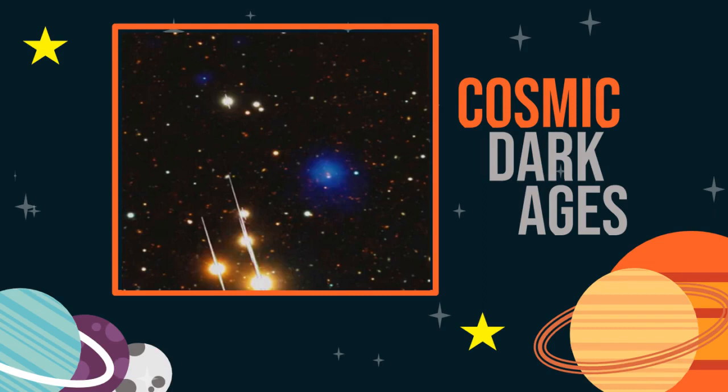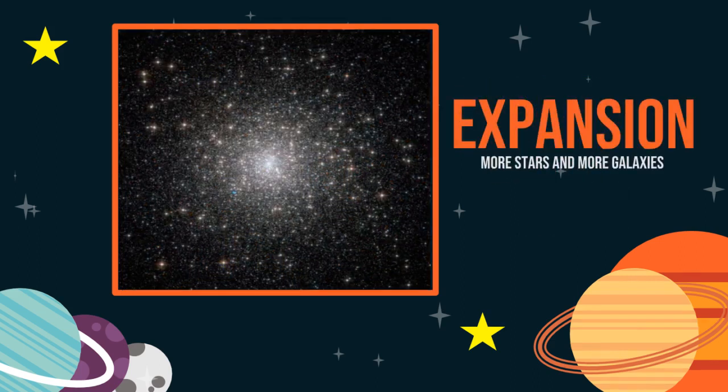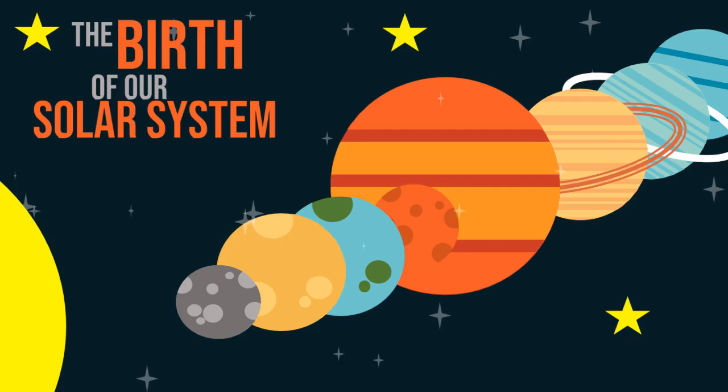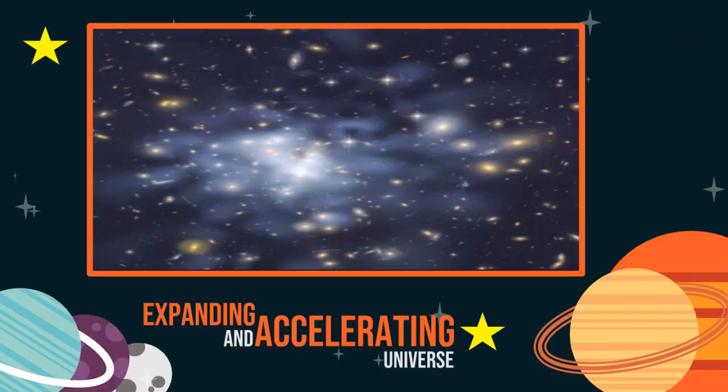Clumps of gas collapsed to form the very first stars and galaxies. In this age of expansion, more stars and galaxies are formed. After which came the birth of our own solar system that includes our sun and the planets. Lastly, the universe will continue to expand.